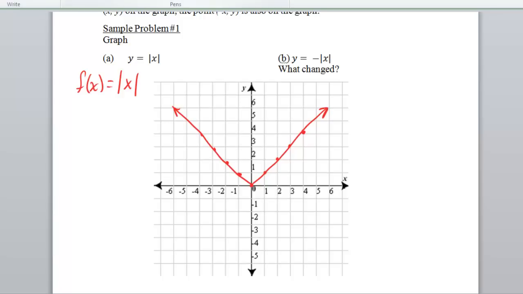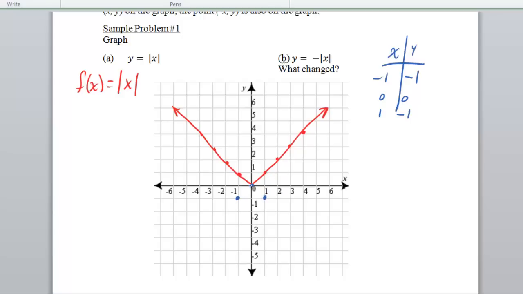Now, for y equals negative absolute value of x, we could actually t-chart this if we wanted to. And so we could t-chart -1, 0, and 1. And of course, if we plug -1 into the absolute value of x, that gives us a +1, but then we end up negating that +1. So that puts us there. 0 is going to give us 0, which gives us the same vertex. And 1 is also going to give us -1.